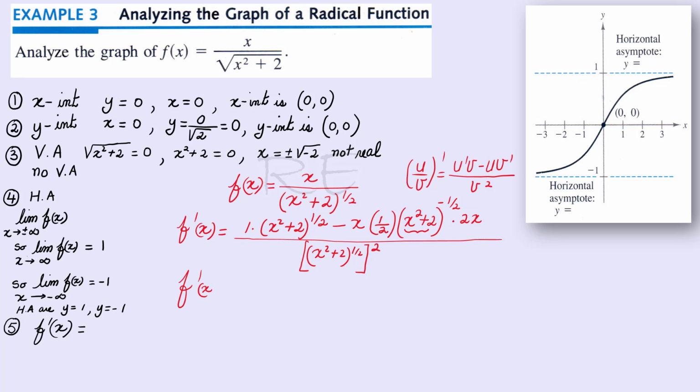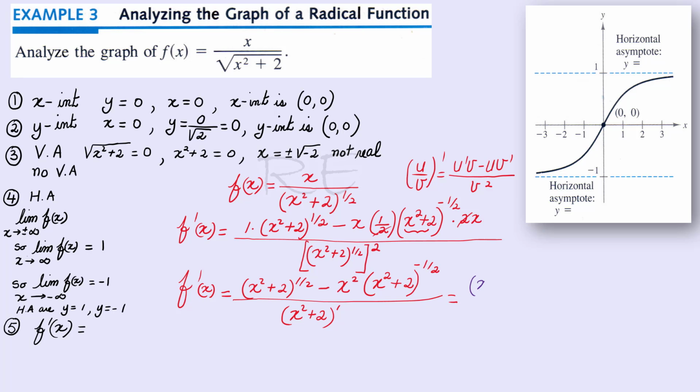f prime of x, when we simplify, will be (x squared plus 2) to the 1/2 minus, the 2 cancel, x times x is x squared times (x squared plus 2) to the negative 1/2, over (x squared plus 2) to the first.